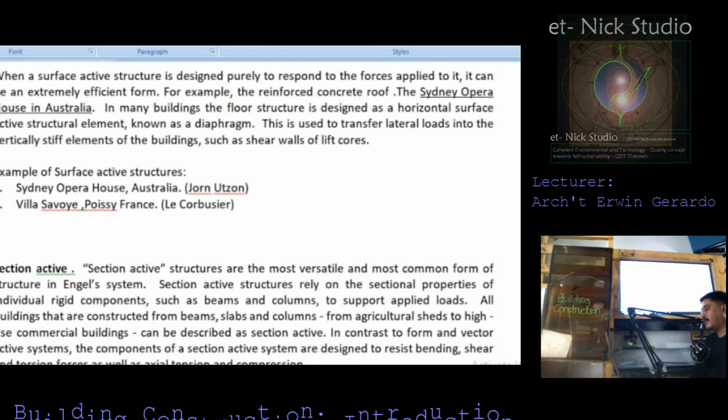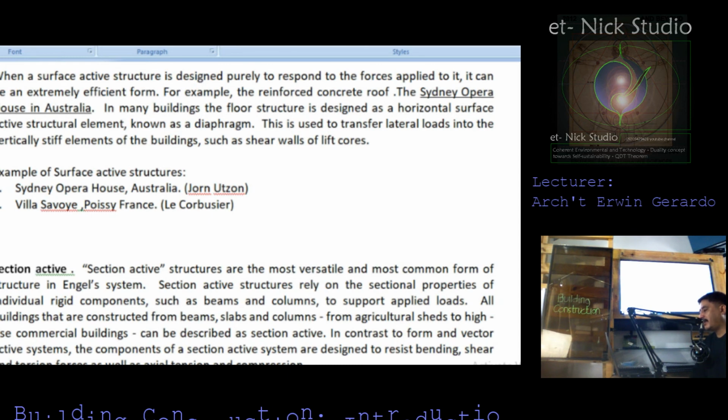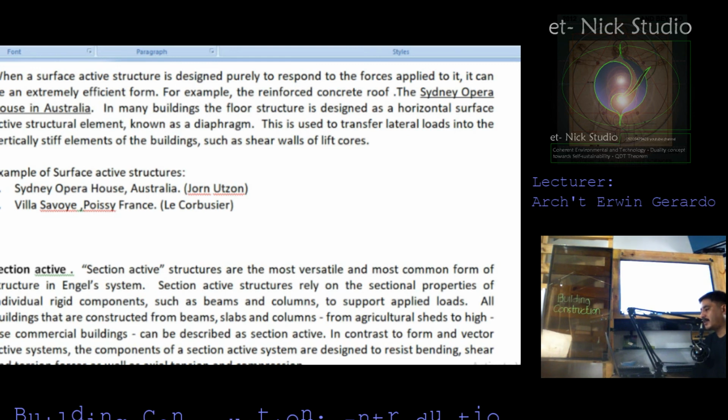In many buildings, the floor structure is designed as a horizontal surface active structural element. These are known as diaphragms. This is used to transfer lateral loads into the vertically stiff elements of the buildings, such as the shear walls or lift cores. Examples of surface active structures: the Sydney Opera House of Australia, designed by Jørn Utzon, and the second example is the Villa Savoye, found in Poissy, France, by Le Corbusier.